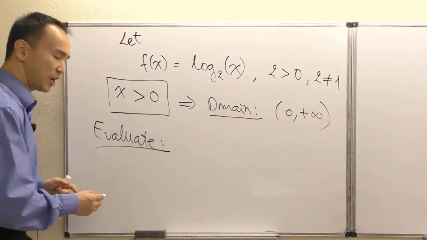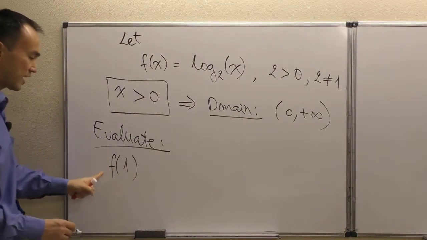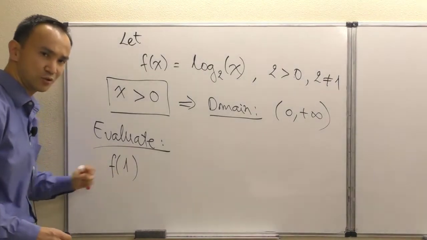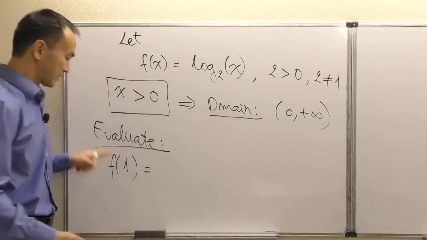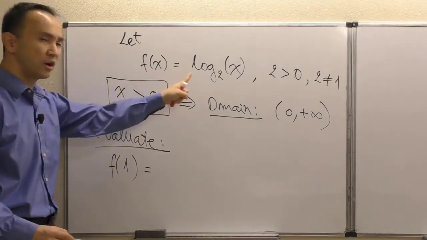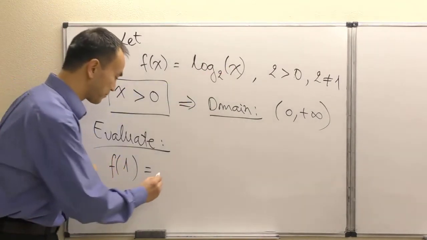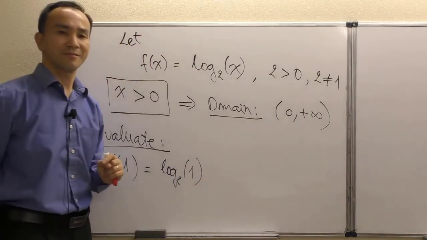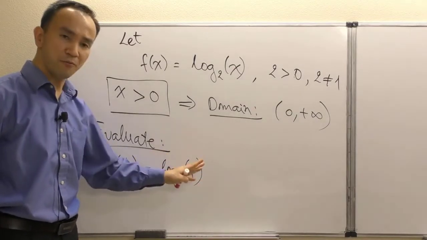So to evaluate this function, I can start by trying f of x equals 1. Seeing this as a function, when x equals 1, the rule of this function says we take log base 2 of the input 1. That means we take log base 2 of 1.